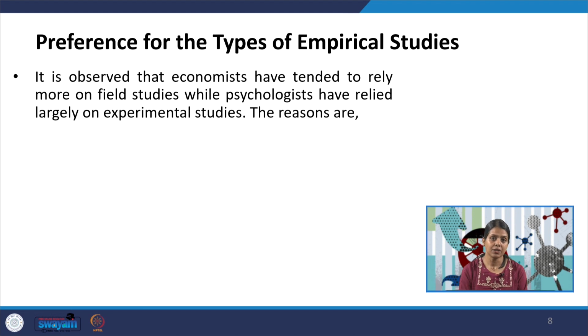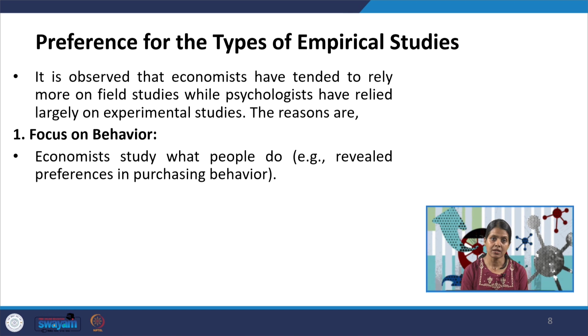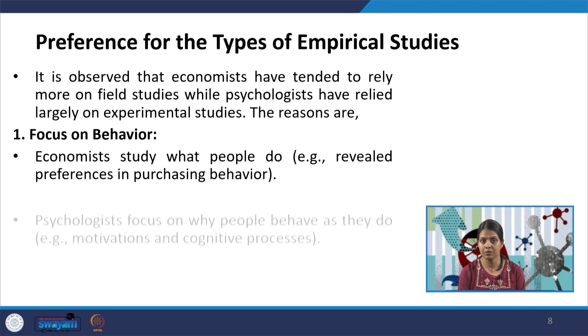It is observed that economists have tended to rely more on field studies, while psychologists have relied largely on experimental studies. The reasons are, first of all, focus on behavior. Economists study what people do. For example, we have a theory called the theory of revealed preference. Revealed preferences in purchasing behavior say primarily that choices or preferences are revealed through purchases. So, economists are more concerned about what people do and not exactly why people do so.